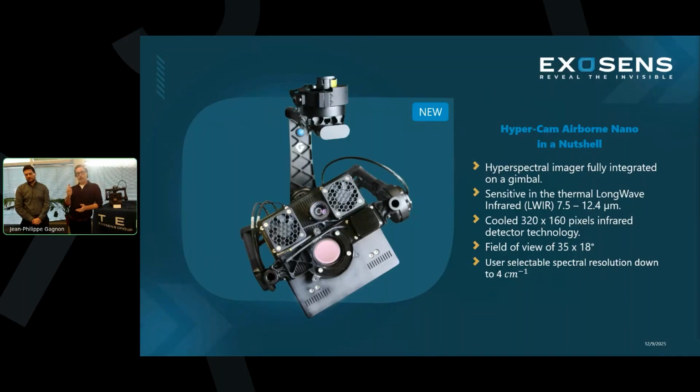It's got 320 by 160 pixels infrared detector technology, and with my colleague Marc-André, in a few slides, we'll explain why it's only 320 by 160 and not our regular 320 by 256, if some of you know about the other products that we have. The field of view has been adjusted to fit most applications, so it's 35 by 18 degrees. And just like all of the other members of the HyperCam family, it has a user-selectable spectral resolution. It can go down to 4 wave numbers. Again, 4 wave numbers, not as fine as the other members of the family, and we'll explain that in a short while.